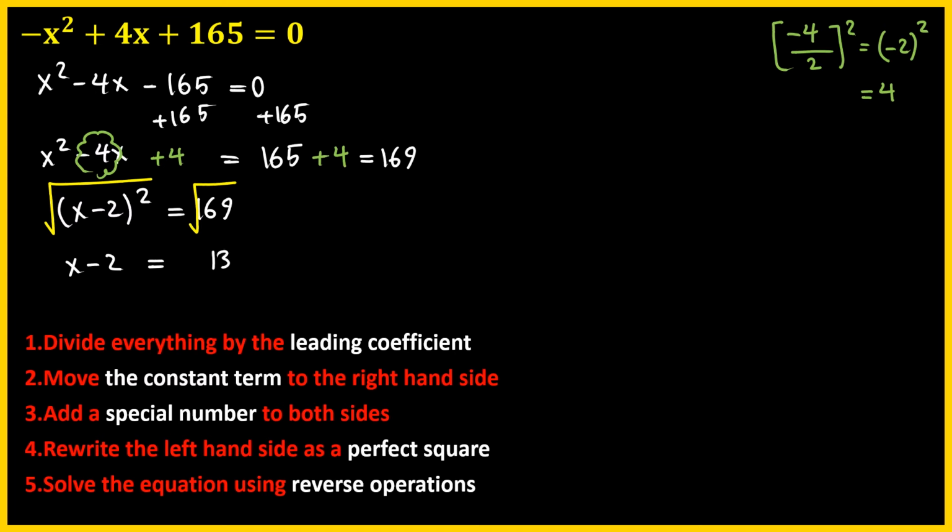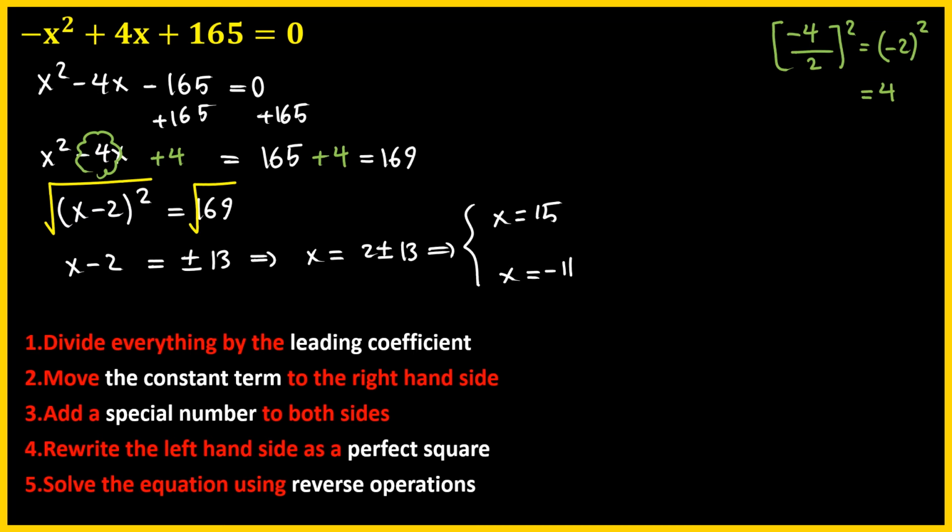And notice that when we take the square root of a number, we have 2 possible values, positive or negative. So x minus 2 equals positive or negative 13. And that means that if we add 2 to both sides, we get x equals 2 plus or minus 13, which means x is either 2 plus 13, which is 15, or x is 2 minus 13, which is negative 11. So we found out 2 solutions for this quadratic equation by completing the square.